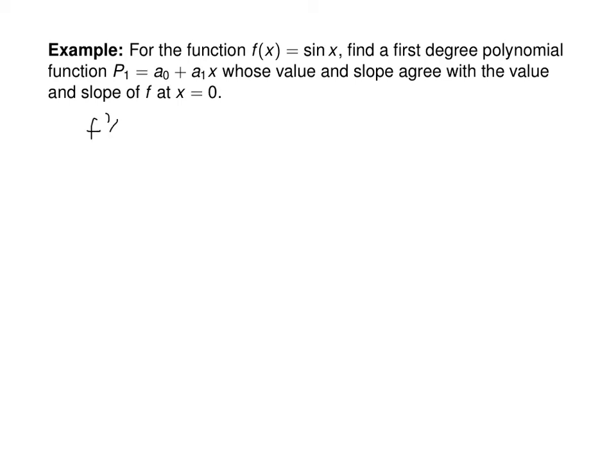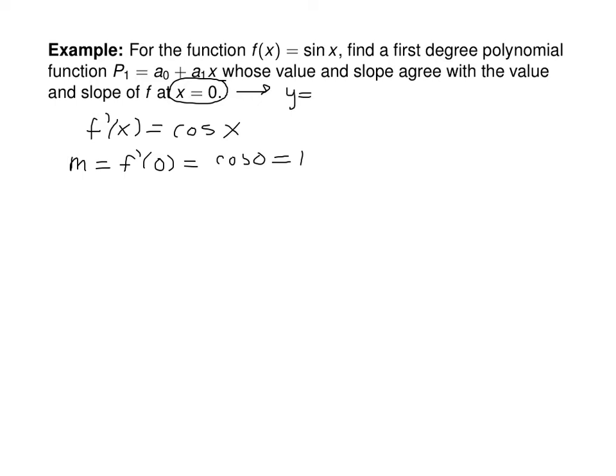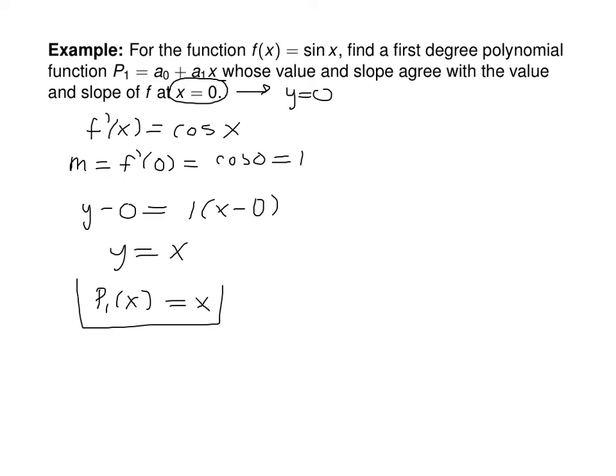So the derivative of sine is cosine, and when you plug in 0, that gives you the slope of your tangent line, and cosine of 0 is 1. Now, at x equals 0, that's the x-coordinate. At that point, the y-coordinate is also 0. So the equation of our line is y minus 0 equals 1 times x minus 0, or y equals x. And that's sometimes called P1 of x, the 1 meaning it is a first-degree polynomial approximation.